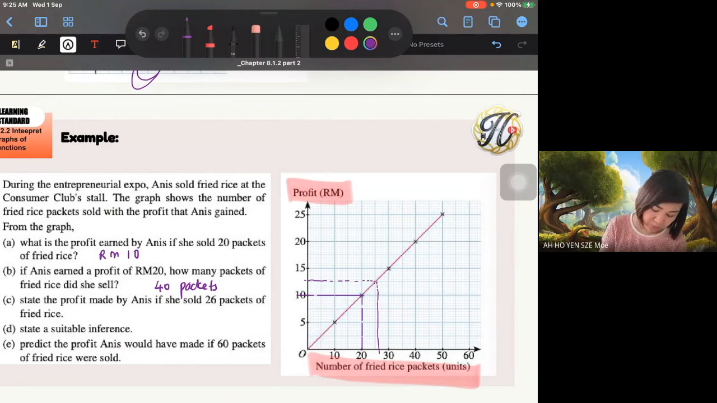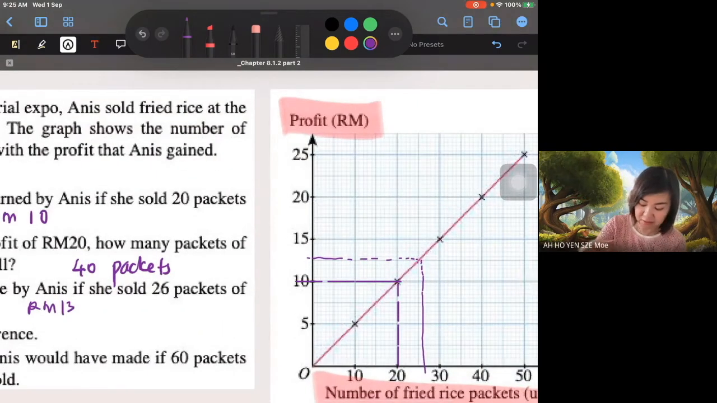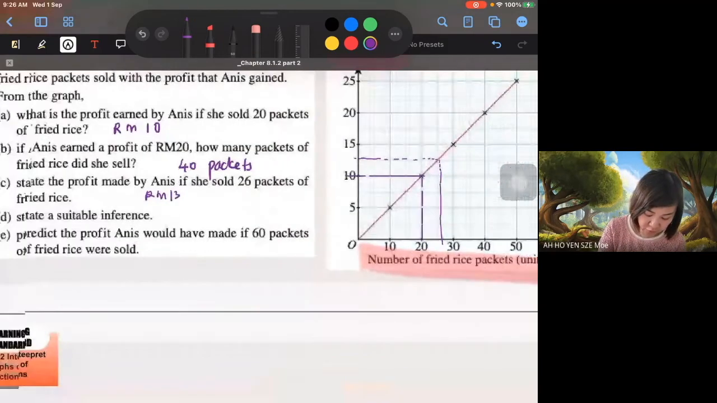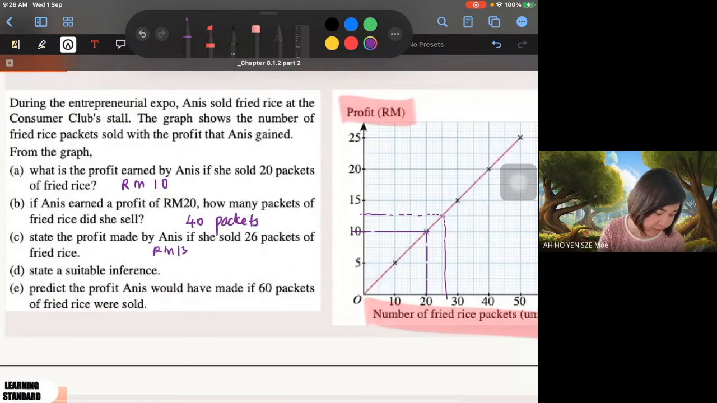Okay, so the profit is RM 13, because the graph is not really clear. But you can see actually the middle is 10 to 15. 2 boxes represent 1. So 2 boxes is 11, 12, 13, 14, and 15. So 13 means there are 6 boxes. Okay, 6 boxes, then you count, then you get it. Okay. So for D, state the suitable inference.